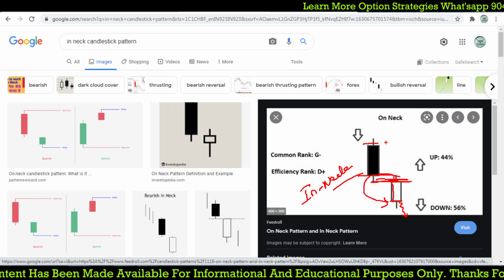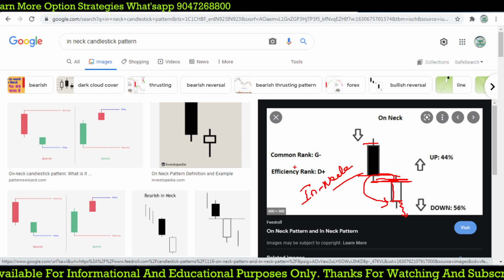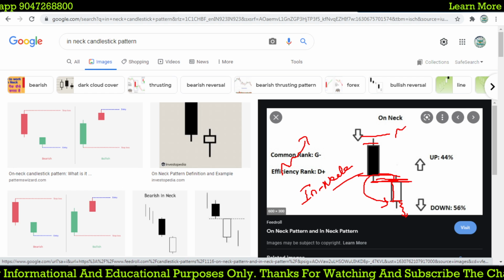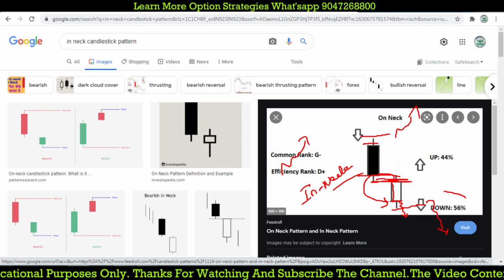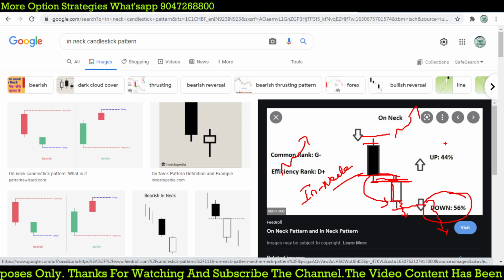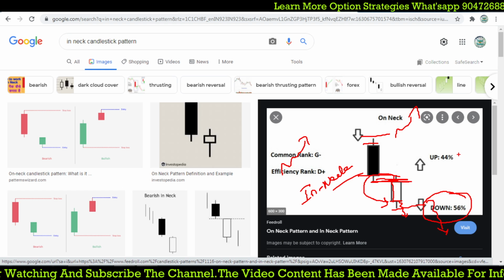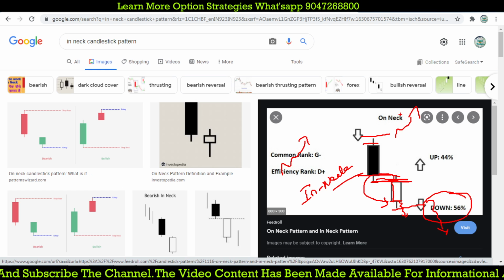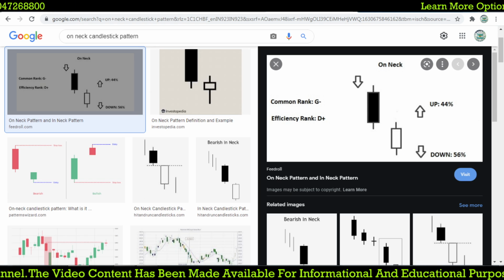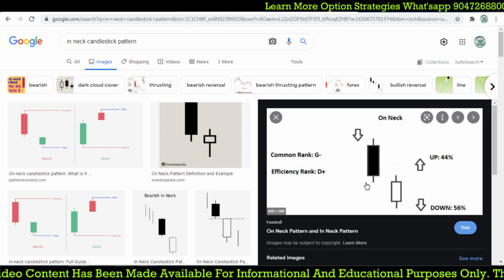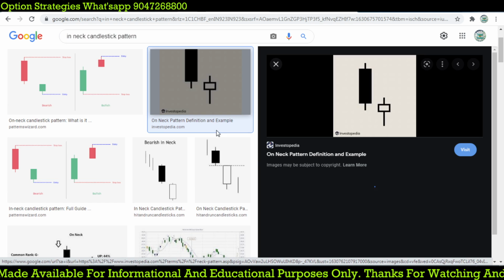Whenever this pattern forms, there is a possibility of reversal. What should the trend be? If it is an uptrend, we can see uptrend continuation, or bearish also. There is a higher probability, around 56% of the time, of bearish continuation. This candle is an in neck bearish continuation pattern only, so we can use it for a bullish continuation. So the same pattern, sorry, this one is on neck and in neck. In neck should be near the low and the other should be near the close. So both are a little bit the same.